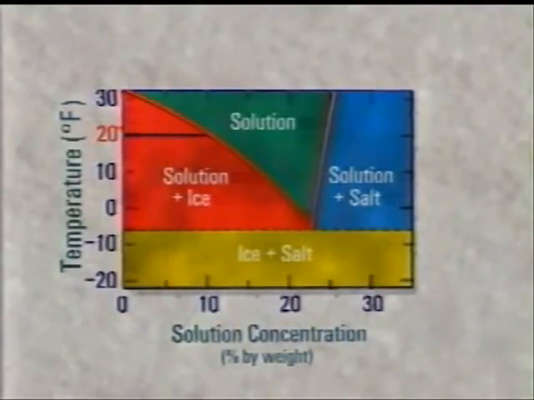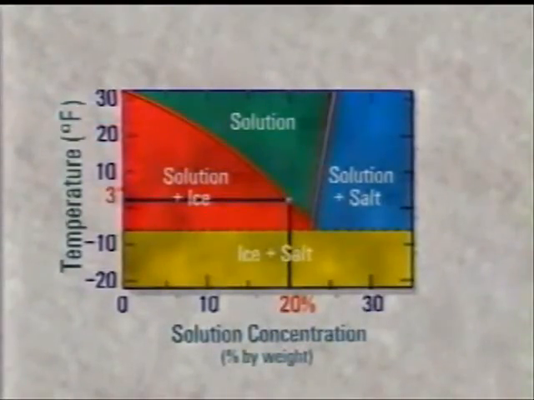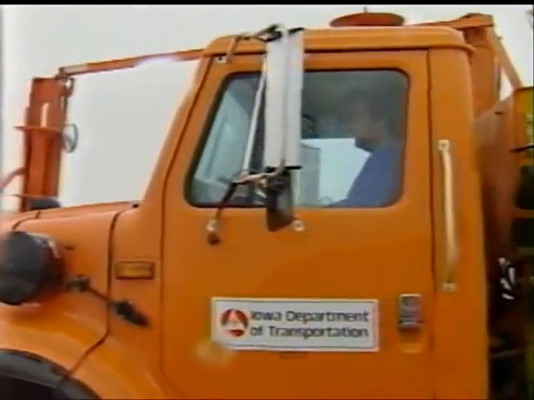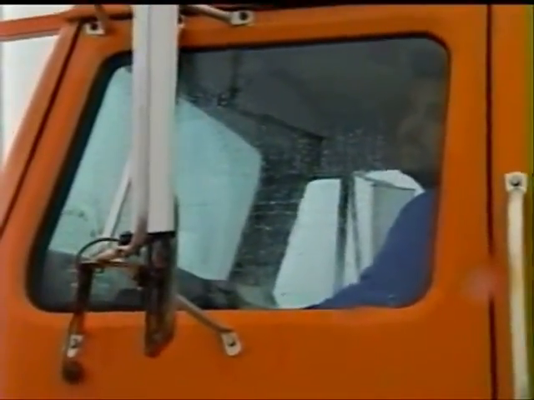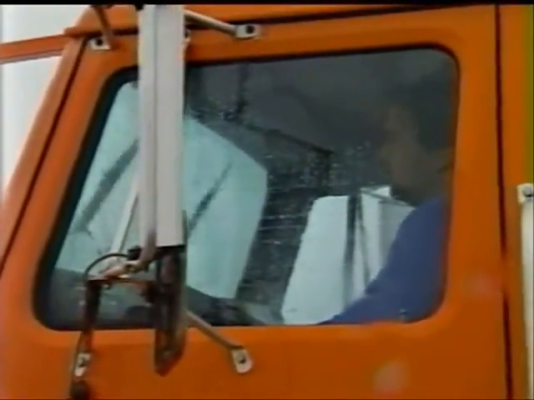Even if brine concentration remains high, let's say 20%, but the temperature begins to rapidly drop, you can see that refreezing will occur as soon as the pavement temperature hits 3 degrees. Take time to fully understand the phase diagram, because the principles it illustrates will come into play every time you are out on the highway applying de-icing chemicals.